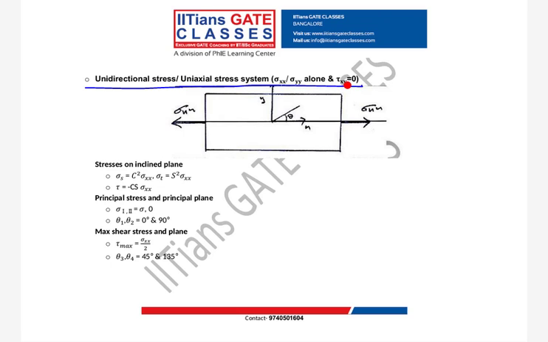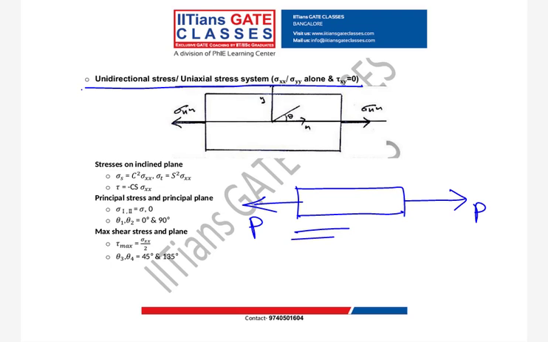What is the meaning of uniaxial loading or a uniaxial stress system? If you have load only in one direction, suppose this is a bar and it is subjected to load P, then the loading is unidirectional, and this unidirectional loading will result in unidirectional stresses or a uniaxial stress system. My uniaxial loading can be in any direction: X, Y, or Z.